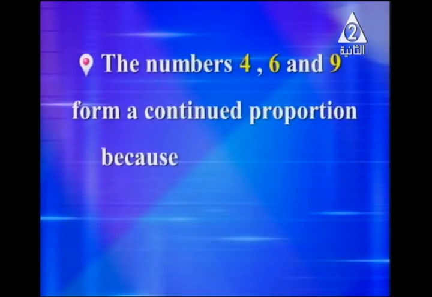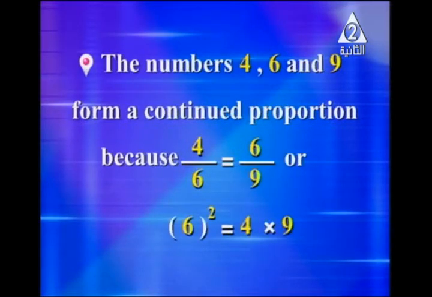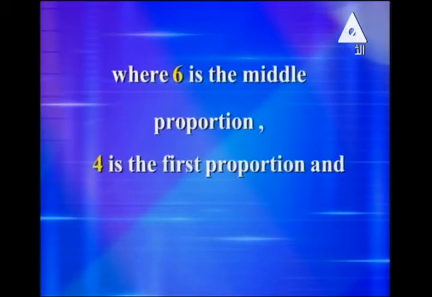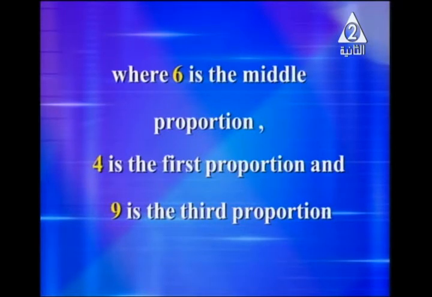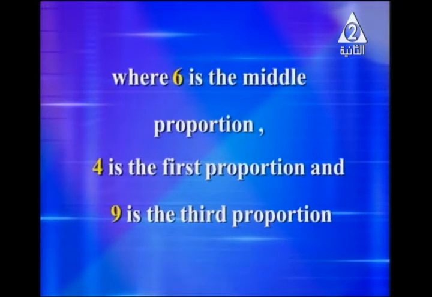Example, the numbers 4, 6, and 9 form a continued proportion because 4 over 6 equals 6 over 9, or 6 power 2 equals 4 multiply 9. Where 6 is the middle proportion, 4 is the first proportion and 9 is the third proportion.